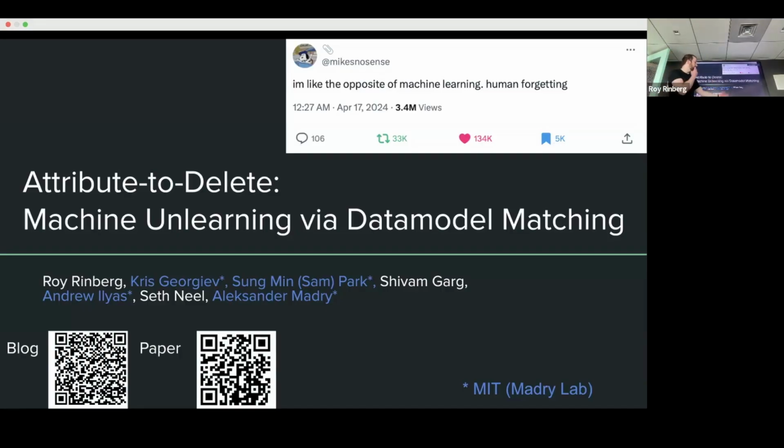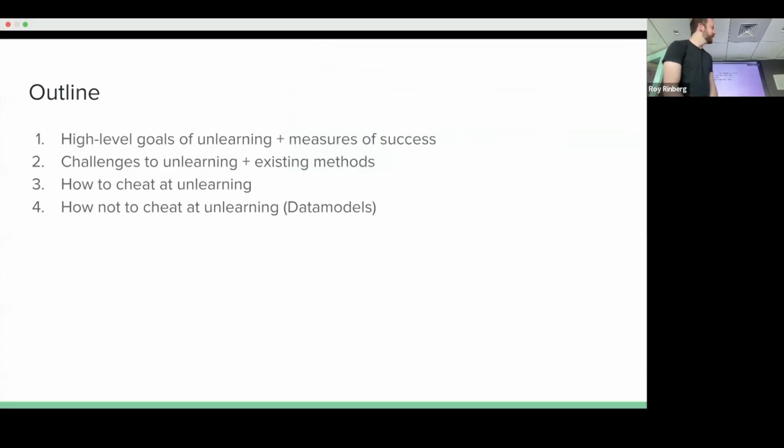And then, yeah, so we're going to talk about unlearning. This is my favorite tweet related to unlearning. I feel like it captures, I don't know, what even is unlearning?